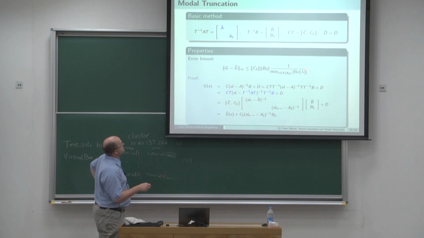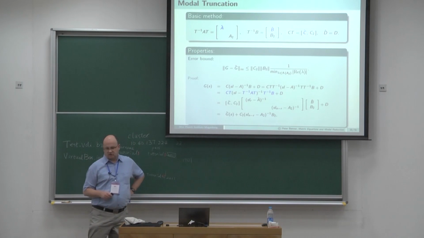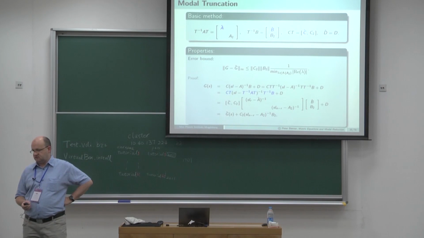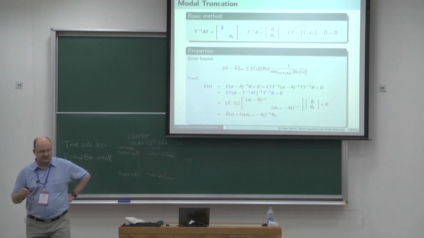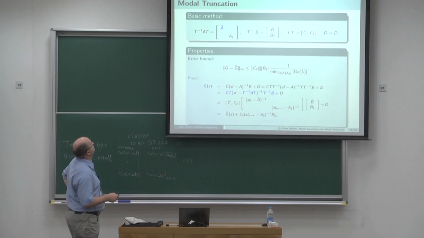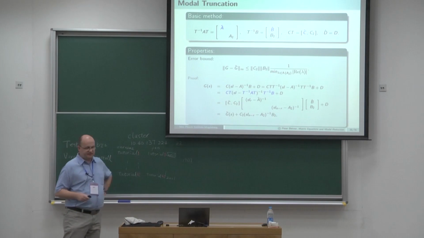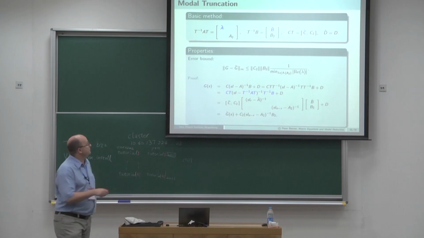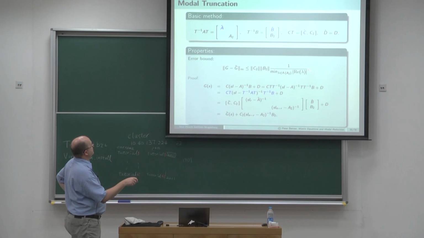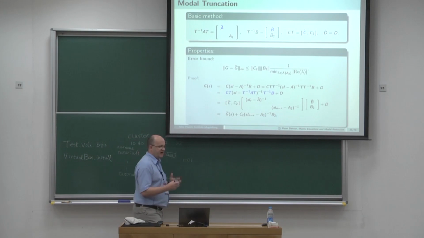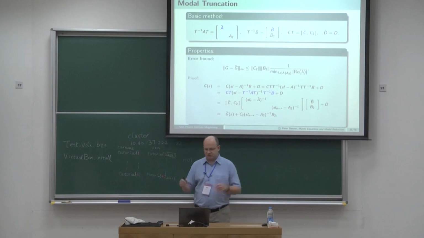We choose those eigenvalues for our reduced order model that are closest to the imaginary axis, or that have the smallest real parts, assuming that the system is stable again. Otherwise the criterion would look different. That choice minimizes this expression over here, because you maximize the denominator among all possible choices of r eigenvalues from the original n.